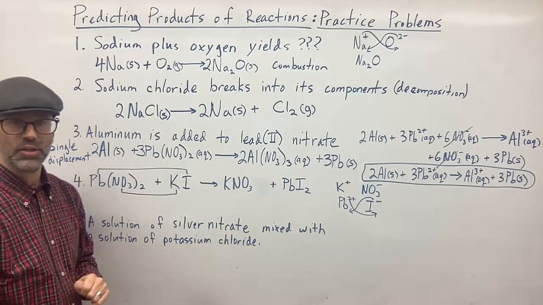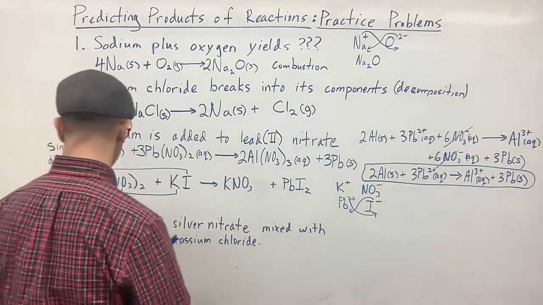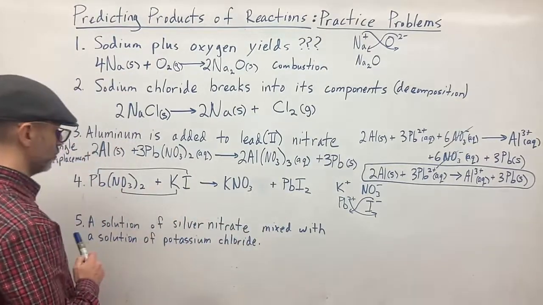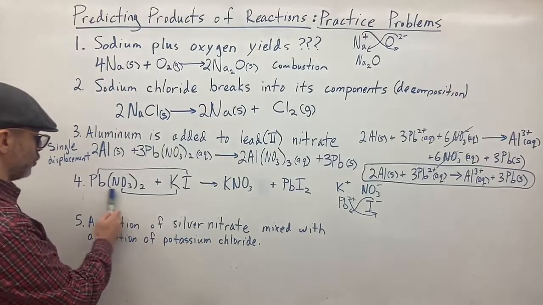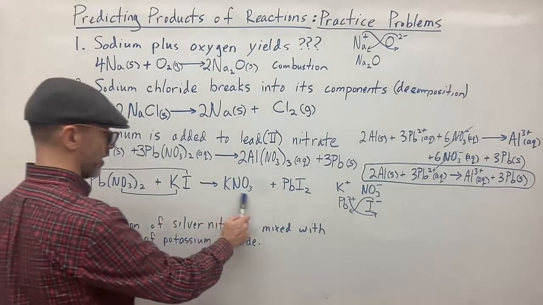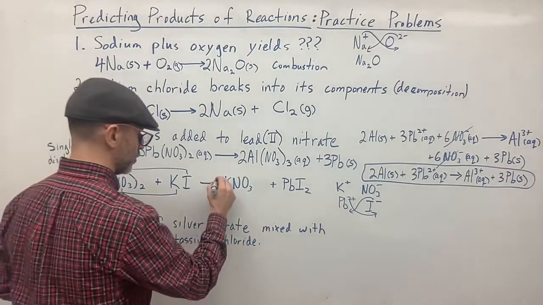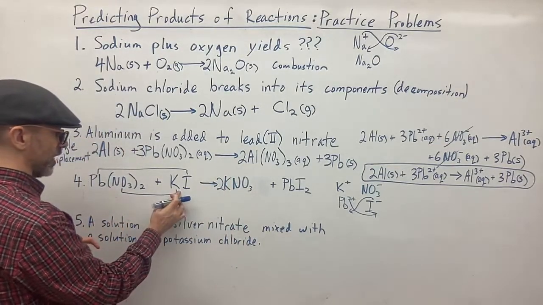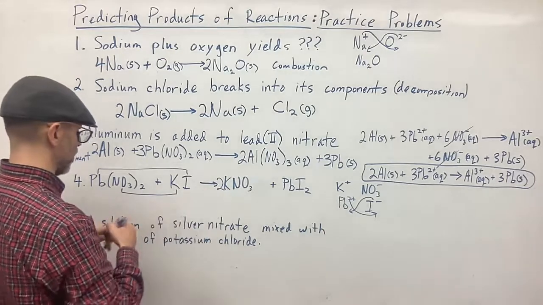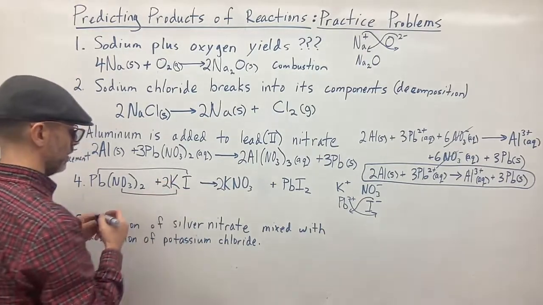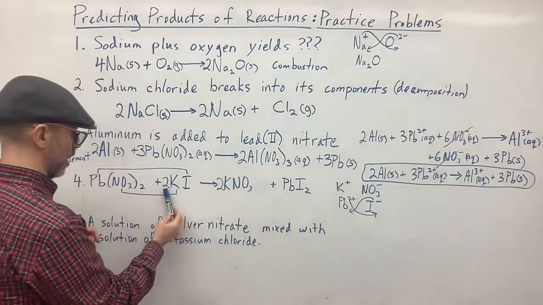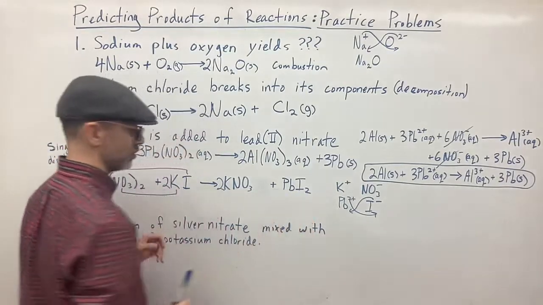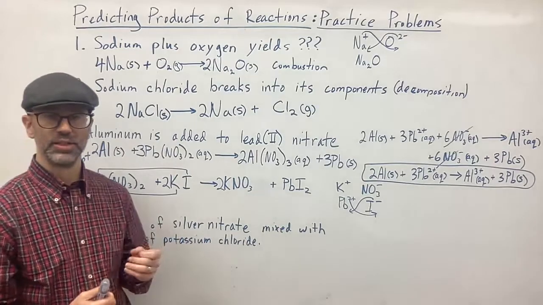So now all we need to do is make sure we balance the equation. So I have one lead, so that's good. Here I have 2 nitrates, but I only have 1 nitrate here, so I need to put a 2 there. Here I have 1 potassium, but now I have 2 potassiums there, so I can put a 2 there. And here I have now 2 iodide ions, and here I have 2 iodide ions. So now I have my balanced equation.